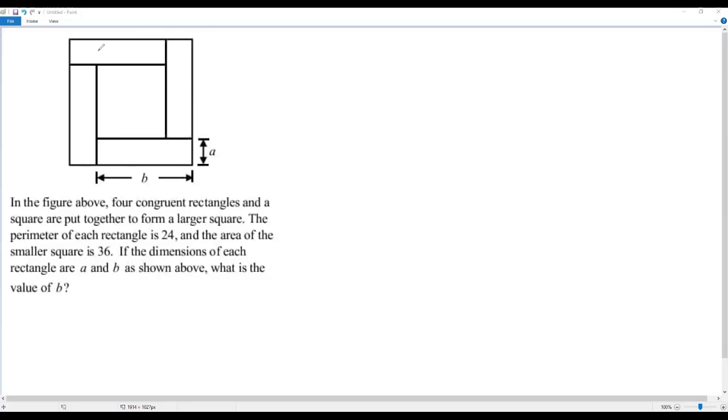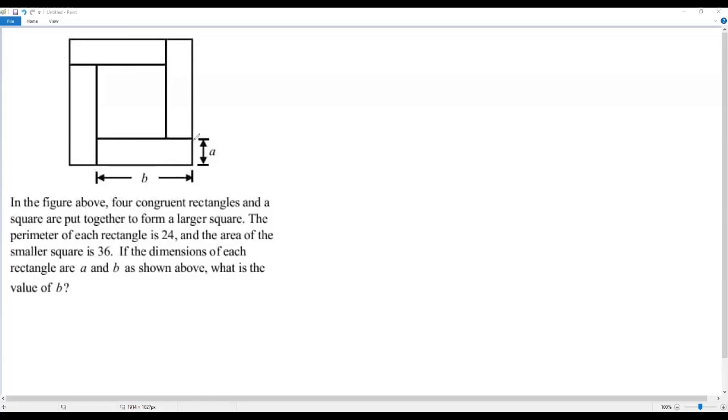Okay, here we have four congruent rectangles. One is over here, the second one is over here, the third one is over here, and the fourth one is over here. And this is a smaller square we have at the center. Okay, in a rectangle, opposite sides are parallel and equal in length. Now let me consider this particular rectangle over here.